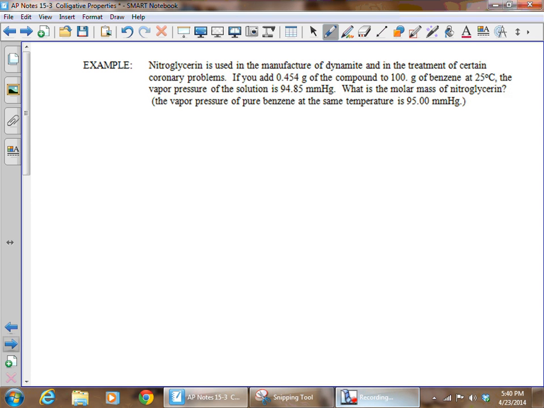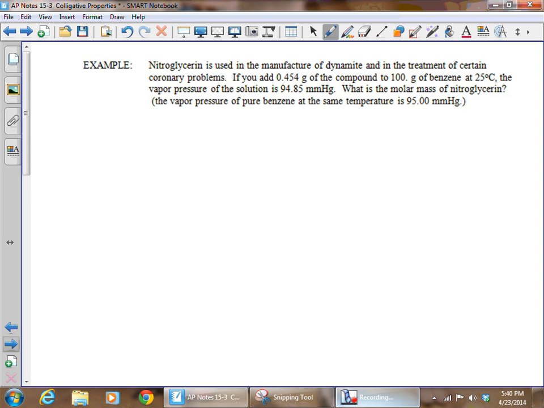If you add 0.454 grams of the compound to 100 grams of benzene at 25 degrees Celsius, the vapor pressure of the solution is 94.85 millimeters of mercury. What is the molar mass of nitroglycerin? And it then gives you the vapor pressure of pure benzene at the same temperature, which is 95.00.